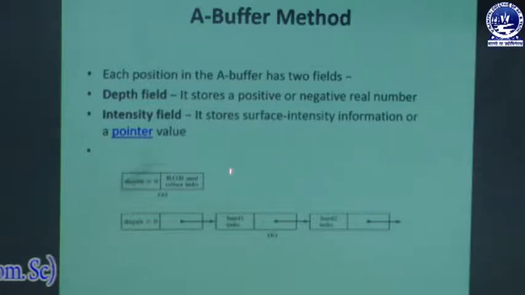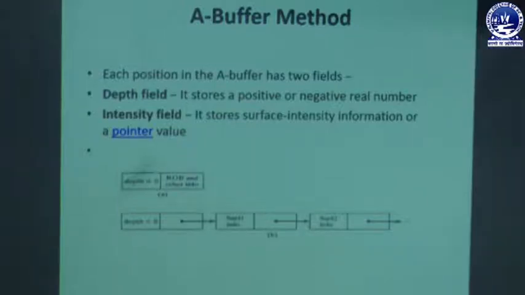Here each position in the A-buffer has two fields. One is the depth field, which stores a positive or negative real number, and the other is the intensity field. It stores surface intensity information or a pointer value.